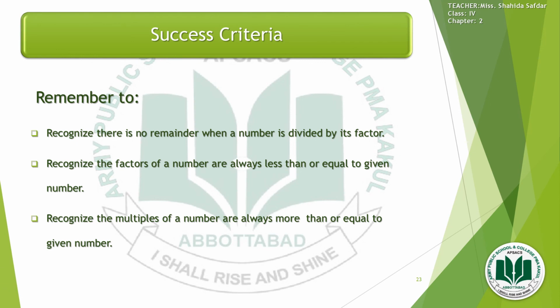Here is your success criteria. You have to remember to recognize there is no remainder when a number is divided by its factor. Recognize the factors of a number are always less than or equal to the given number. Recognize the multiples of a number are always more than or equal to the given number.